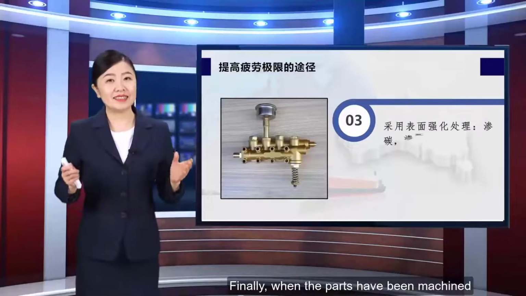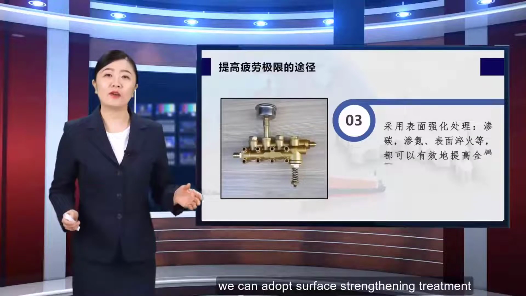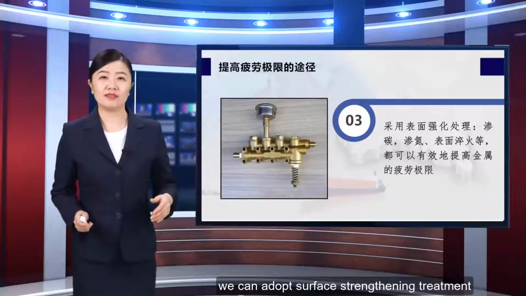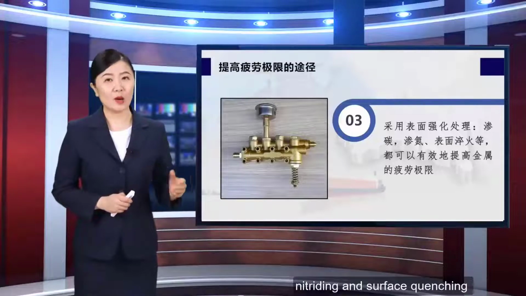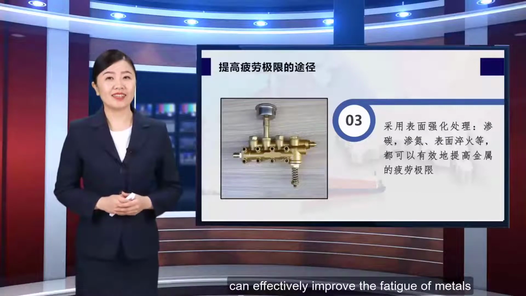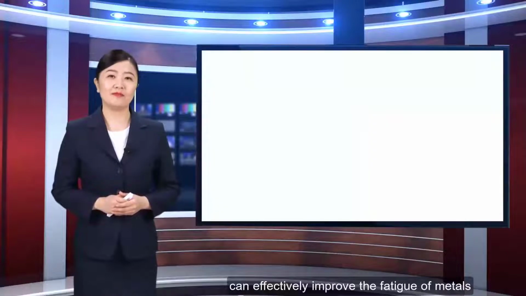Finally, when the parts have been machined, we can adopt surface strengthening treatment. For example, carburizing, nitriding and surface quenching can effectively improve the fatigue limit of metals.